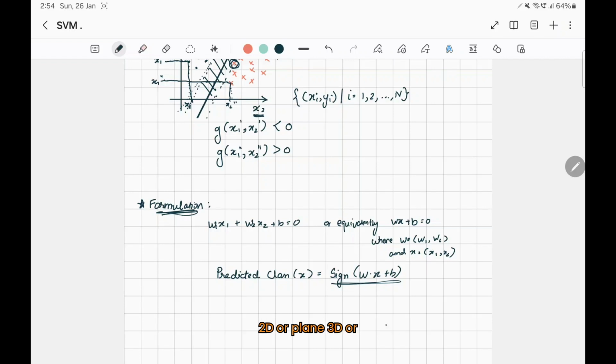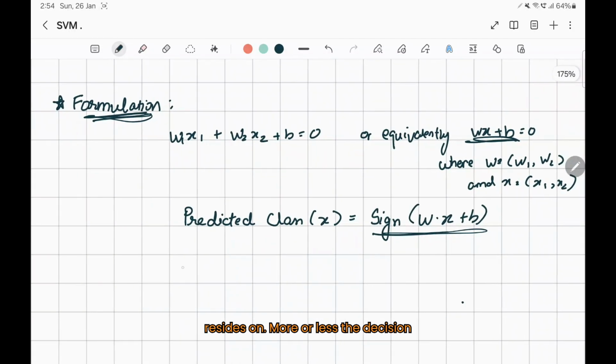Any straight line in 2D, or plane in 3D, or hyperplane in more than 3 dimensions, can be written as a combination of coordinates plus a constant term. The sign of wx plus b tells us which side of the boundary x resides on. More or less, the decision boundary looks like this.